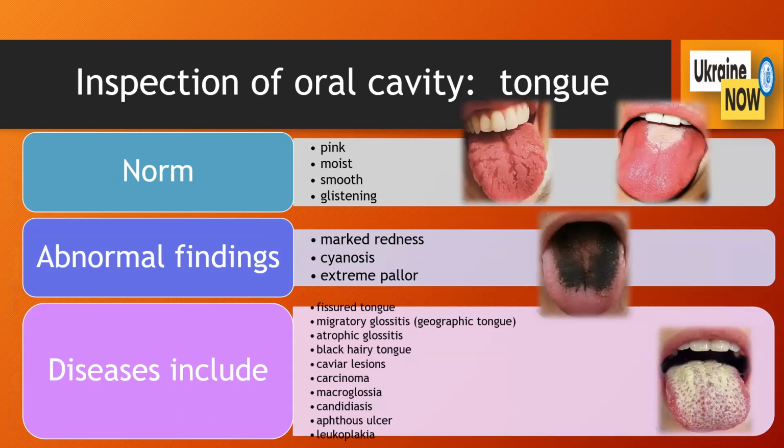All sides of the tongue are assessed. The tongue is moved side to side and inspected. It should be pink, moist, smooth, and glistening. Abnormal findings include marked redness, cyanosis, or extreme pallor. Diseases include scrotal or fissured tongue, migratory glossitis or geographic tongue, atrophic glossitis, black hairy tongue, carvical lesions, carcinoma, macroglossia, candidiasis, and leukoplakia.